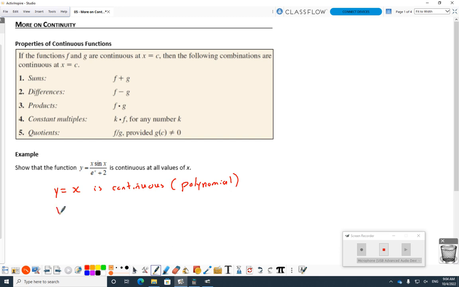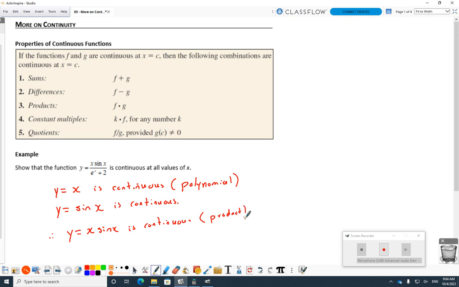y equals sine x is continuous. We know that for sure after our study of sine x. It was periodic in nature. It just kept going, and there were no gaps, no holes, nothing. Still confused about where I'm at? Here's the big moment of this example. Therefore, y equals x sine x is continuous. And I'll get really formal here and say, because a product of continuous functions is continuous.